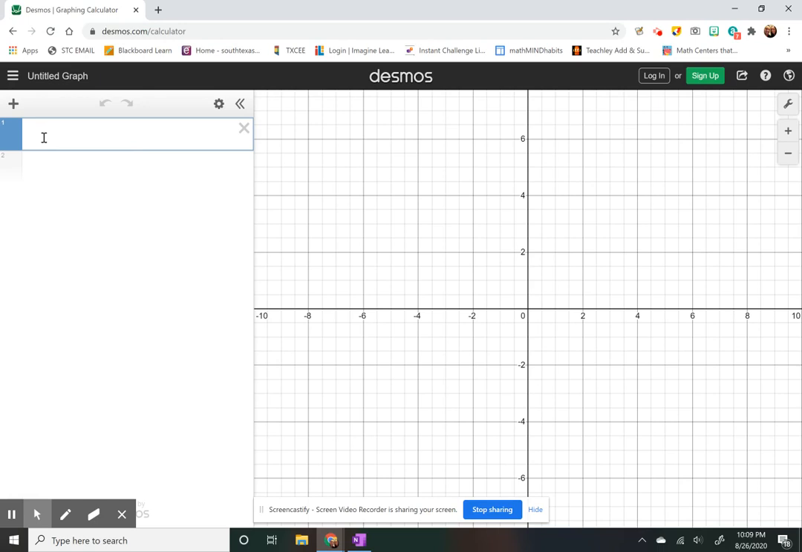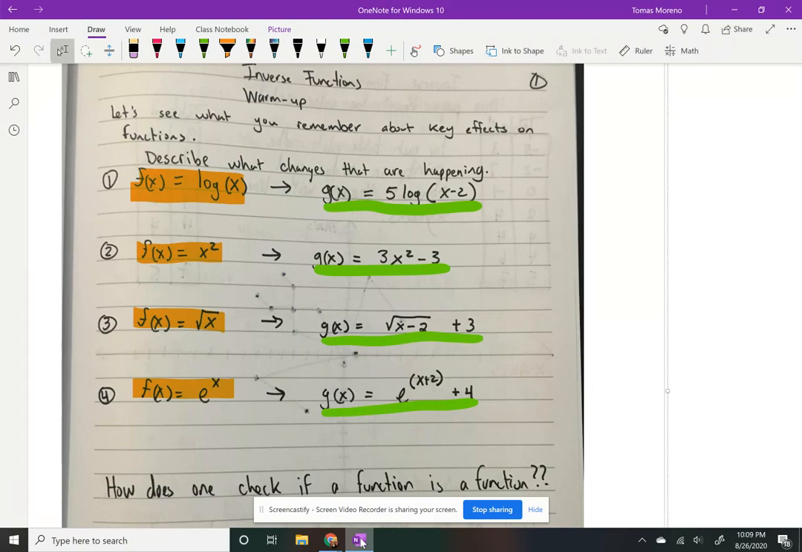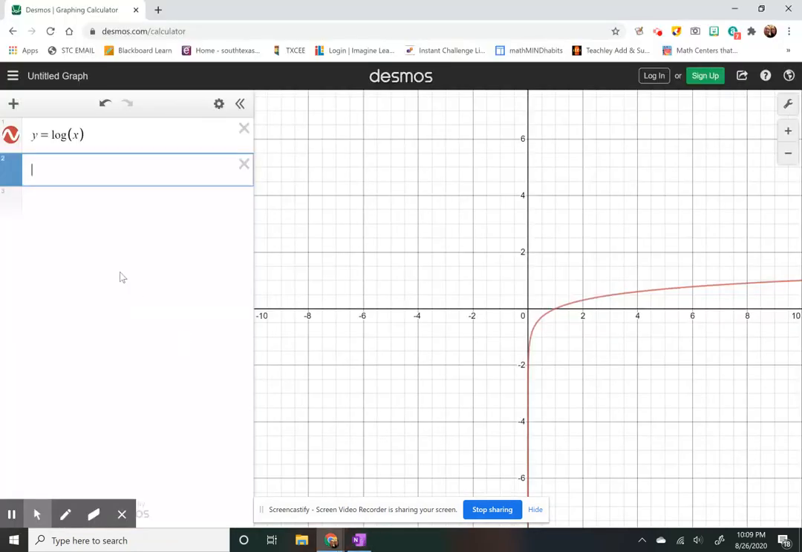So this one right here would be like your y1. So I'm going to type in y equals, I'm sorry, was it y equals? I think it was, log of x. And we have our first equation. Now, our second equation, I don't remember it. It was 5 log parentheses x minus 2. So now we have y equals 5 log parentheses x minus 2. And I want you to tell me what happened. So from the red to the blue, what's happening?